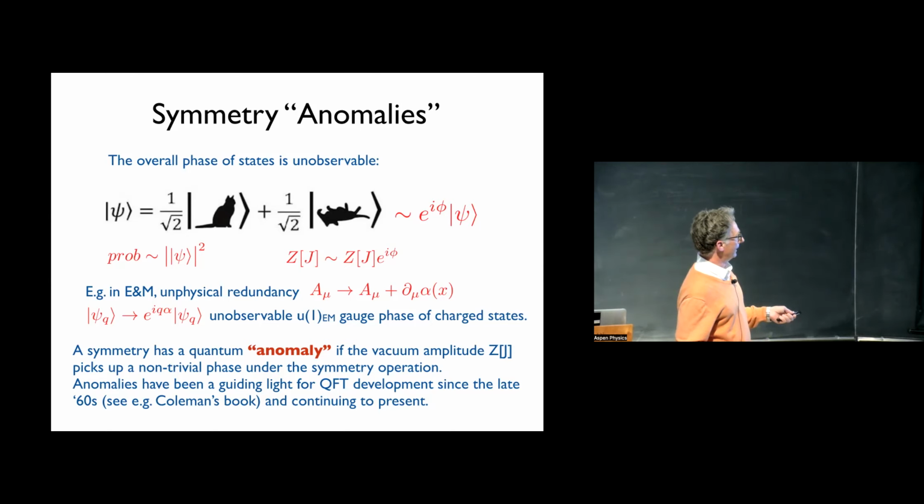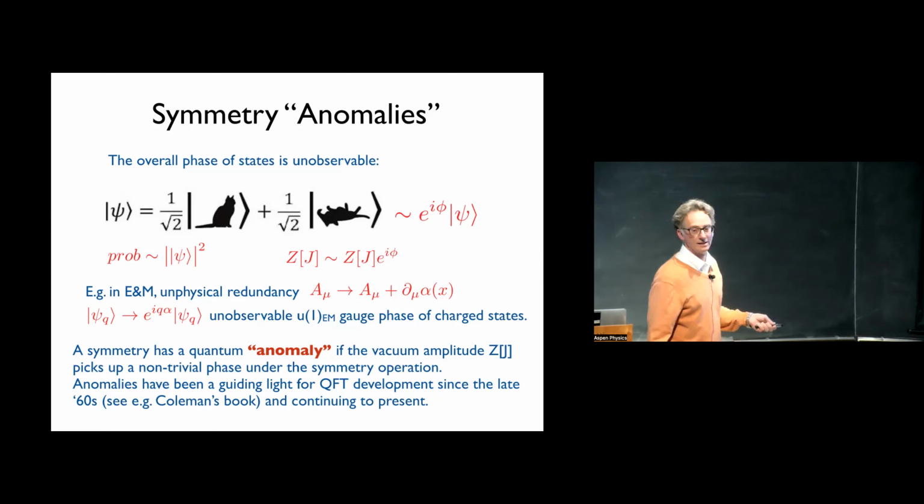Like for instance, in E&M, if we do a gauge transformation of the gauge fields, this should be unphysical, it should be unobservable. But if we do that on a charged state, it can give a phase related to the charge. And then we just say, okay, this is gauge invariant. And so this is an unobservable phase that you'll actually see. In terms of probabilities, we won't see it anyway because we'll take absolute value squares.